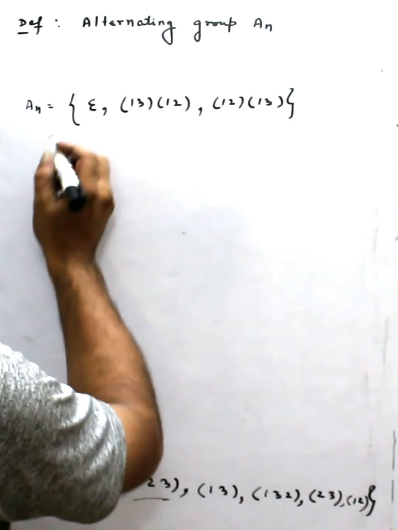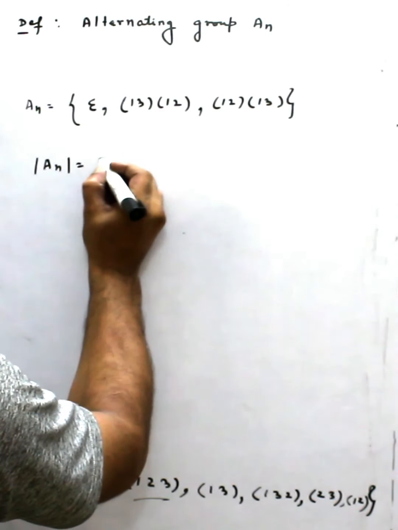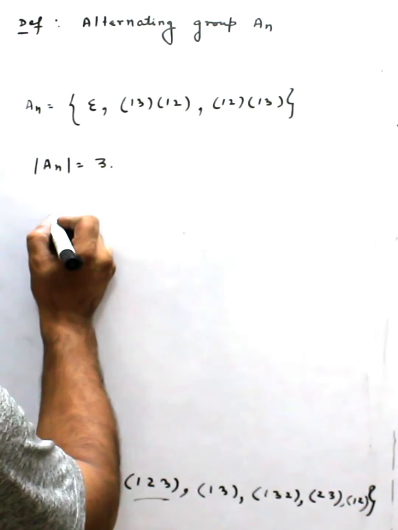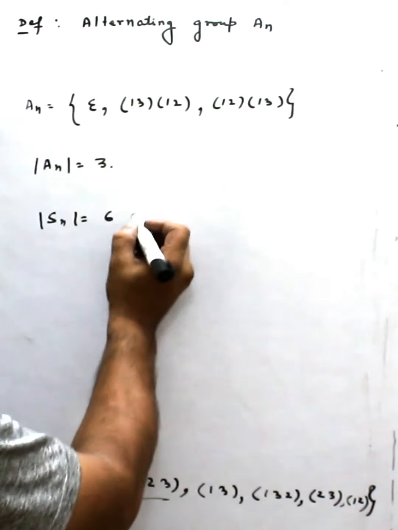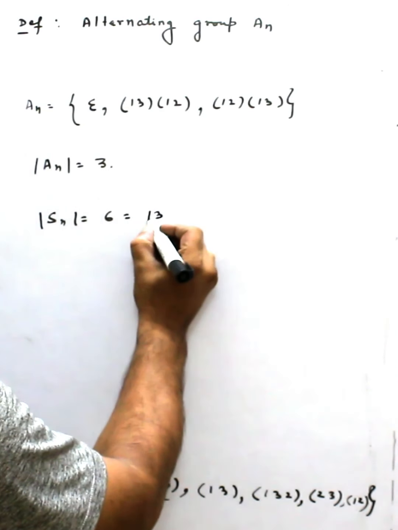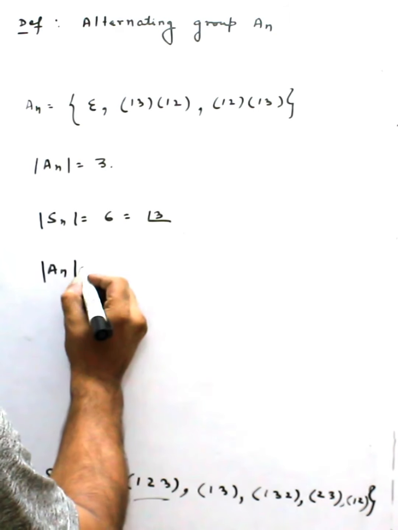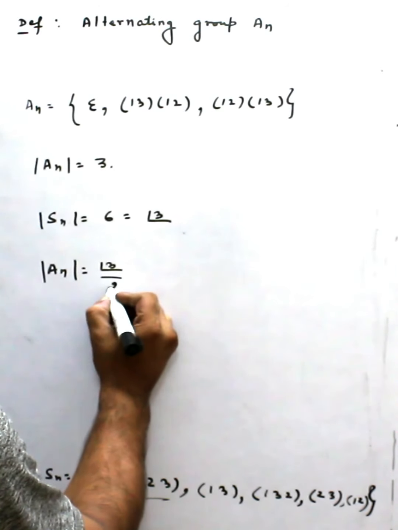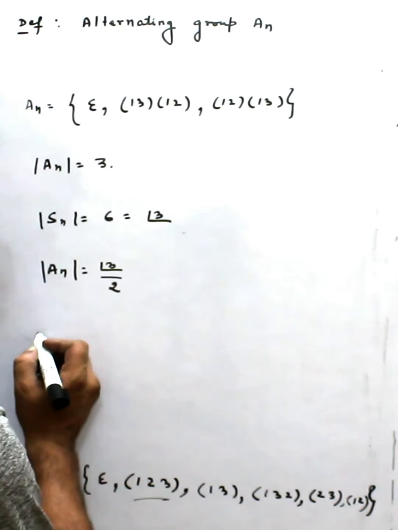So the order of An is 3, right? And what is the order of Sn? The order of Sn is 6. Actually 6 we write as 3 factorial. So An is 3 factorial divided by 2. That means what do we conclude?